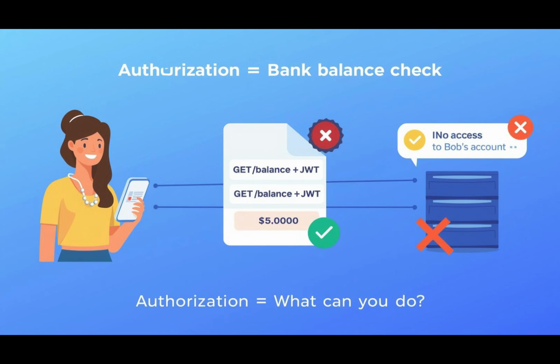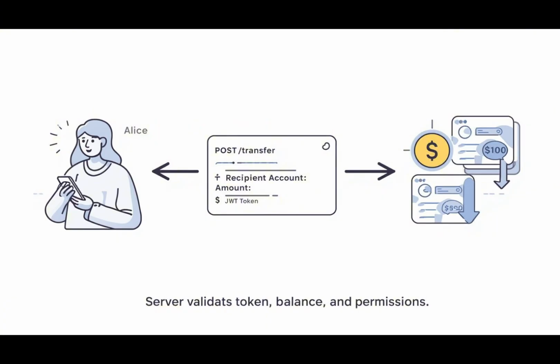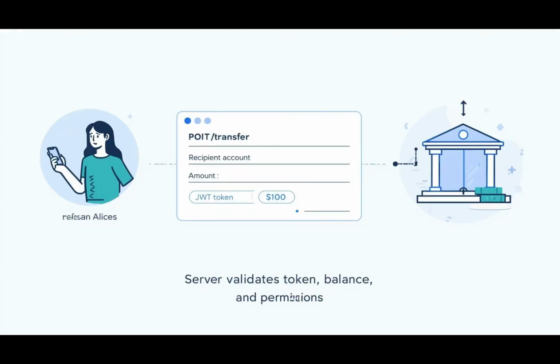Now let's see a more advanced example, transferring money. Alice wants to send $100 to Bob. The app sends a POST request to the transfer API. That request includes Bob's account number, the amount to transfer, and of course, Alice's JWT. On the server side, several checks happen.